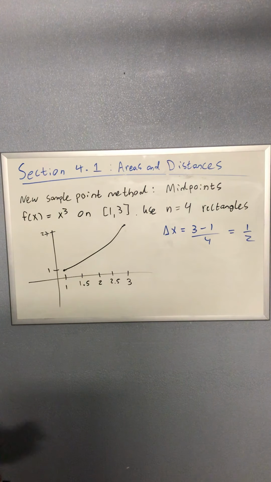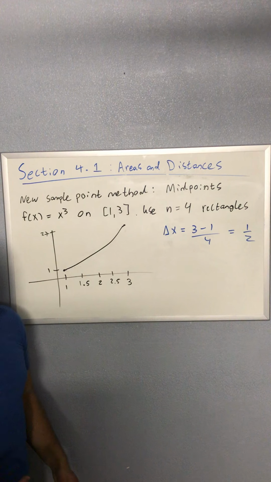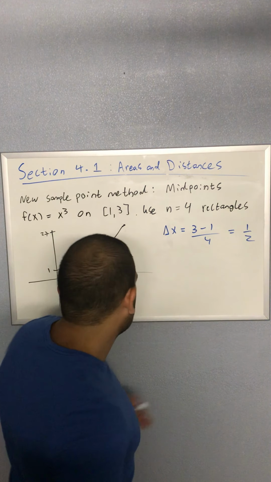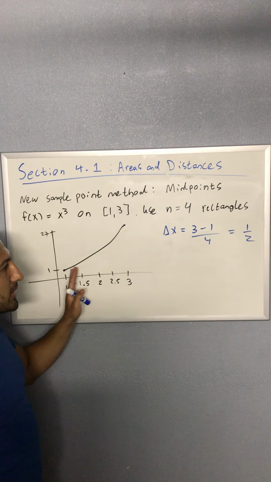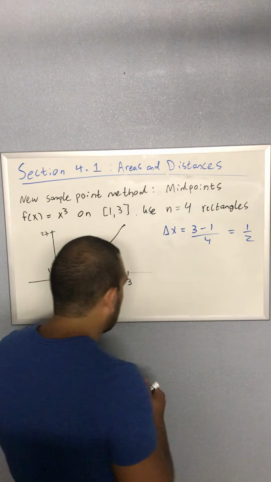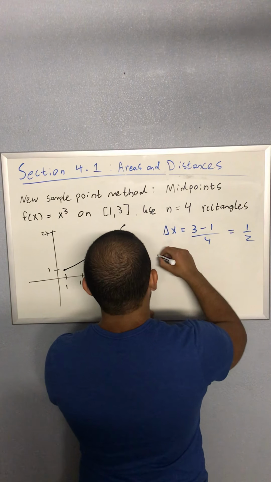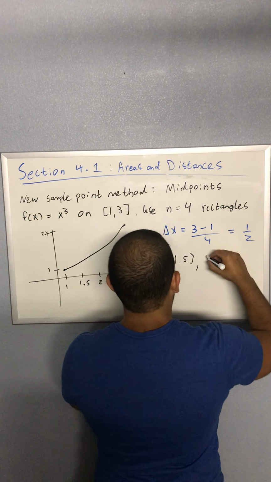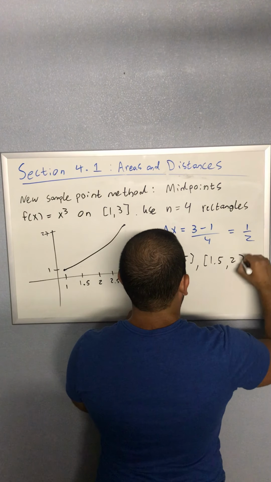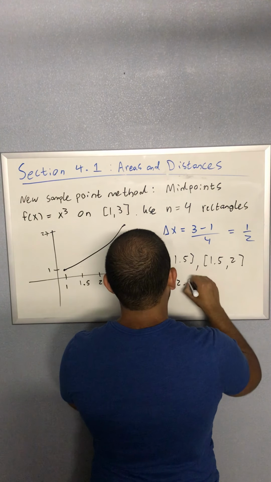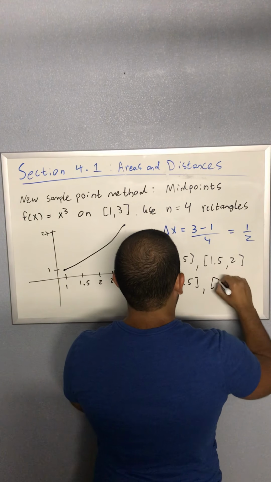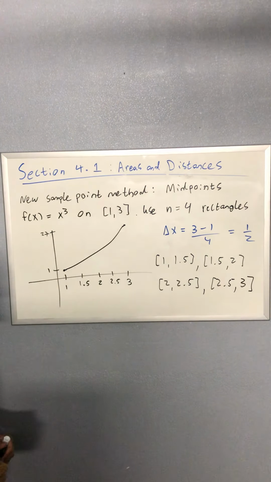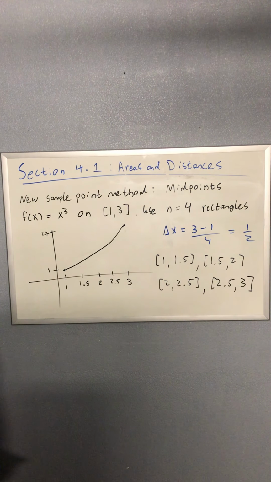This gives us the subintervals as well. You can easily generate them once you know delta x: you take the farthest left point and keep adding delta x. So the subintervals are 1 to 1.5, 1.5 to 2, 2 to 2.5, and 2.5 to 3. These are 4 subintervals. Okay?